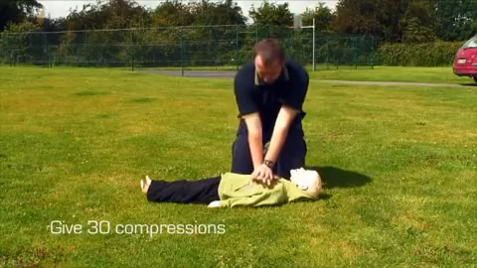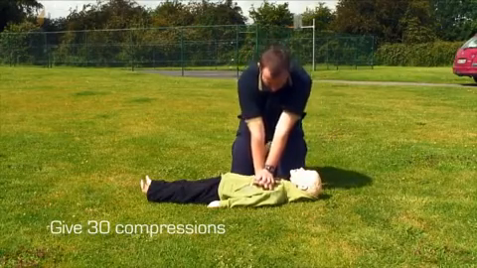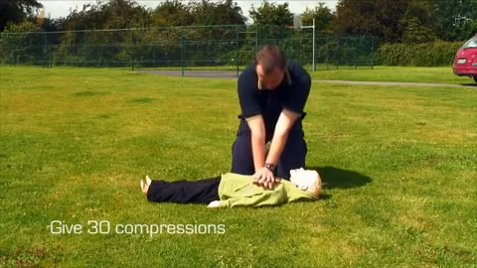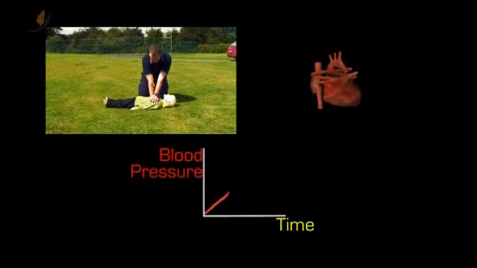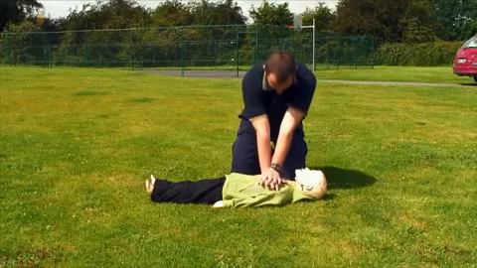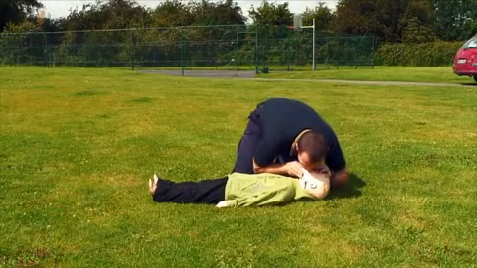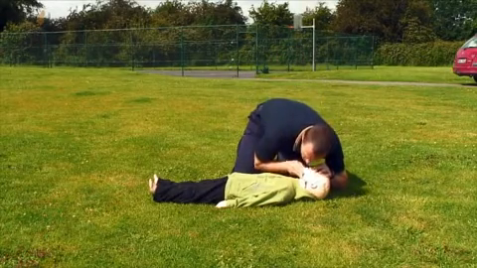Give 30 compressions at the rate of 100 per minute, counting out loud as you press. Remember what you are trying to do. Squeeze the heart and pump out the blood to the brain. When you stop pressing the chest, the brain stops getting oxygen, so keep pressing. When doing CPR, you should interrupt chest compressions as little as possible, no more than 10 seconds at a time.